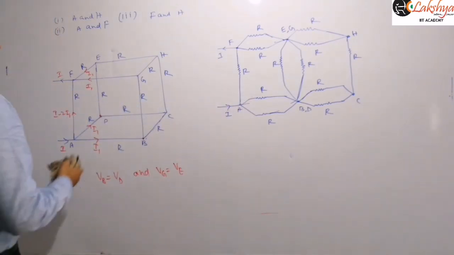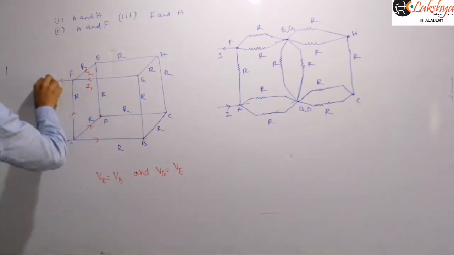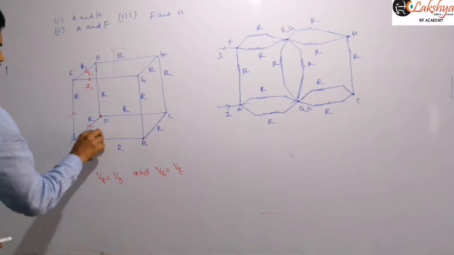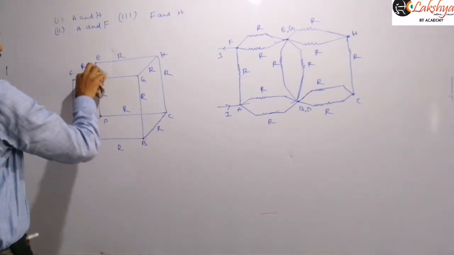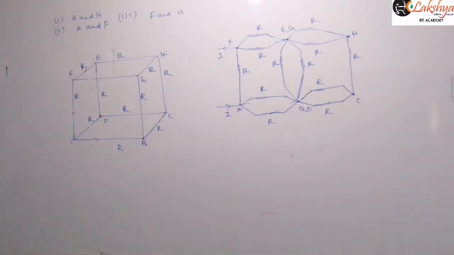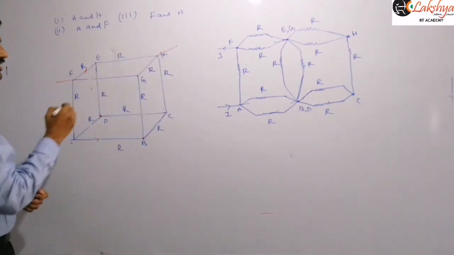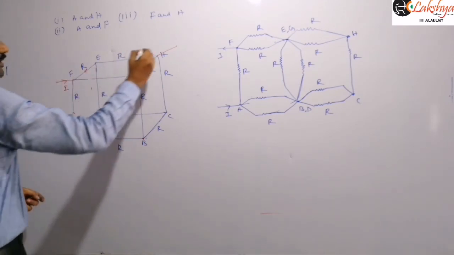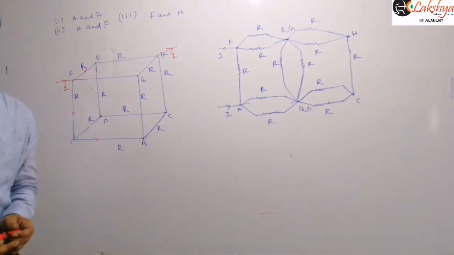And next let us consider this point like between the face diagonal. Effective resistance between the face diagonal, let us consider here, the third part of the problem, right? So I will take this current distribution first. That means we are finding between F and H. So let us consider current is entering at F and leaving at the H. So this is our current I, right?